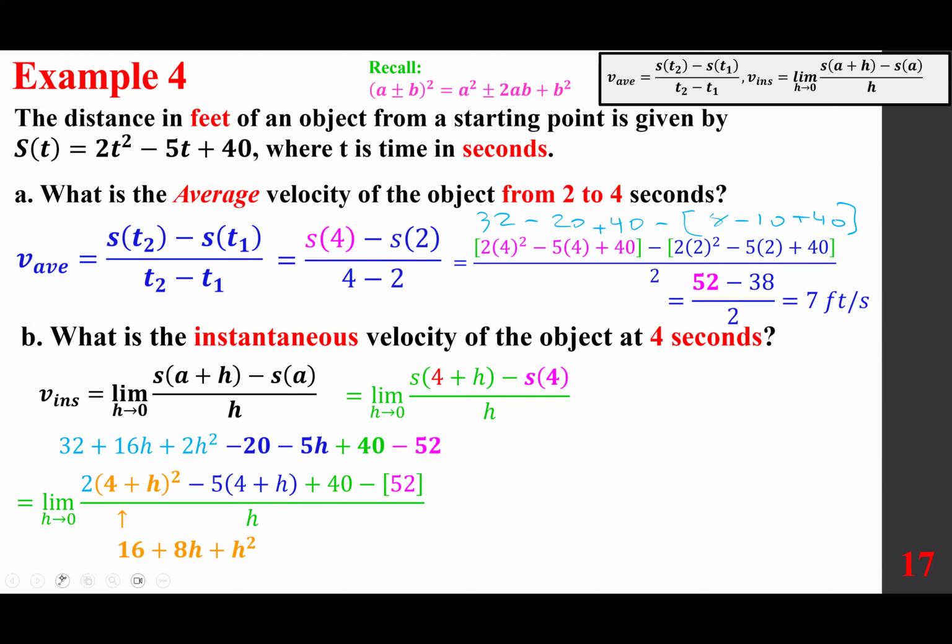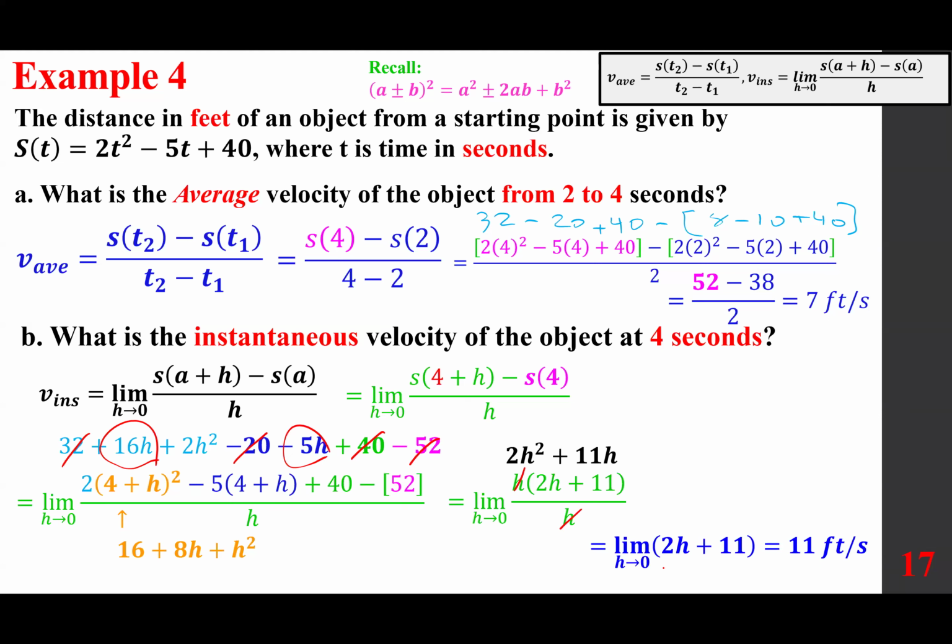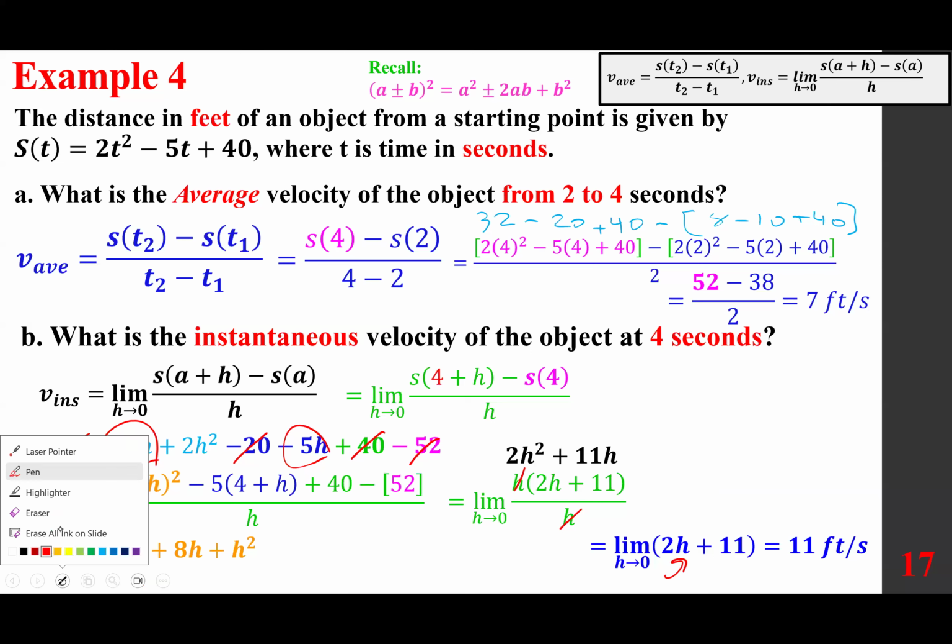You start with the numbers, and you notice 32, negative 20, positive 40, negative 52, they all add up to 0. The numerator has 16h, 2h squared, and negative 5h. These two add up to 11h. So 2h squared plus 11h, you factor out the h. And now if you plug in, you get 11 feet per second. You must answer with proper units always.